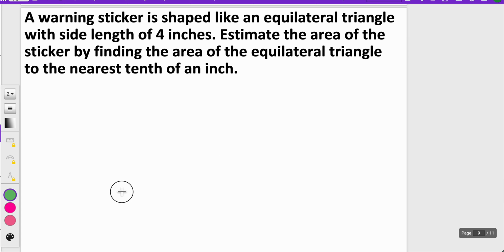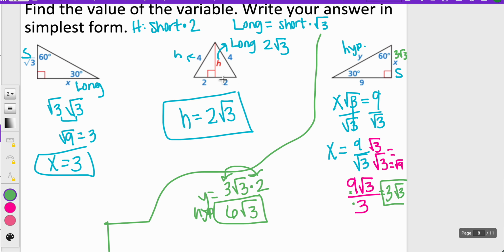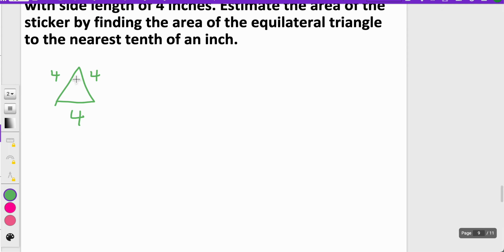All right, a warning sticker is shaped like an equilateral triangle with side lengths of 4 inches. So let's start by drawing that. 4, 4, 4. Estimate the area of the sticker by finding the area of the equilateral triangle to the nearest tenth of an inch. So I'm going to kind of set it up like what I saw here. Notice that this is an equilateral triangle because 4, 4, and then this one would also be 4. So I'm going to break it up by having this be 2 and 2.